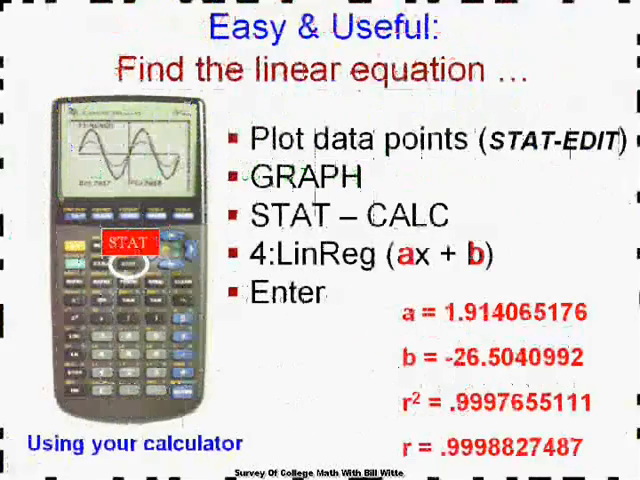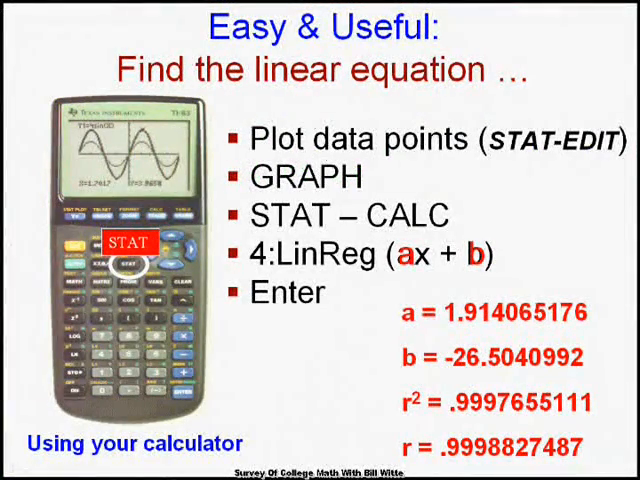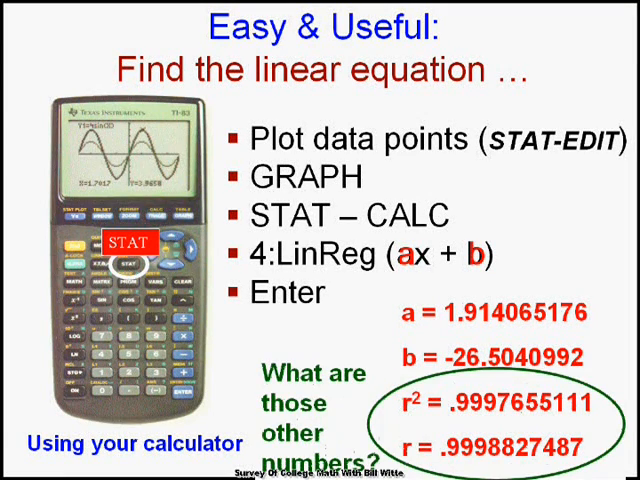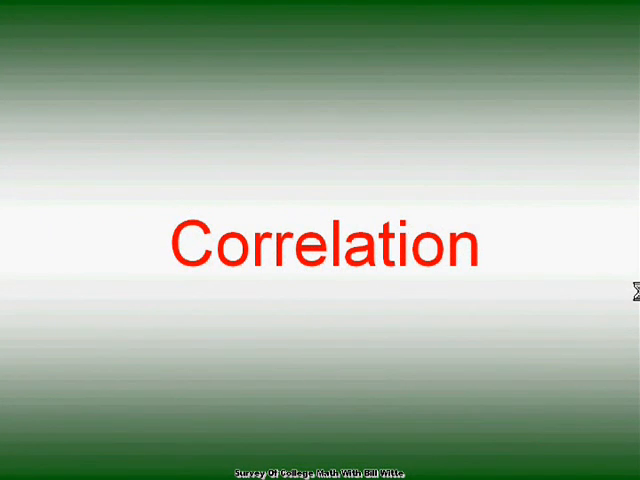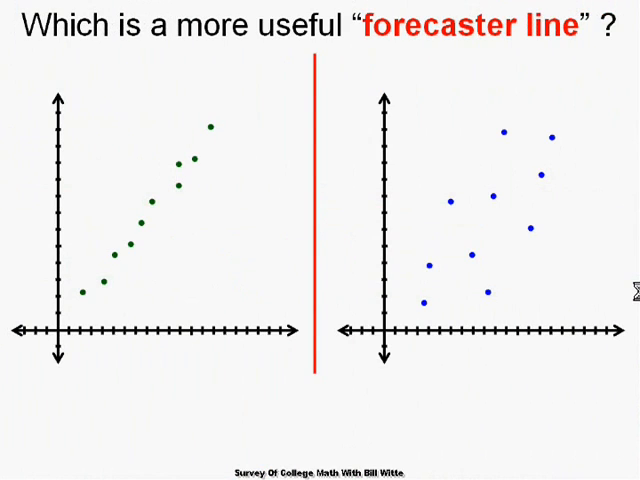Now, hey, Doc, wait! I want to ask you something. Okay, we know that the a goes in the slope part, the number in front of the x. And the b is the y-intercept. What are those other numbers? Well, all in good time. I'm going to tell you, relax, Frank. Those are the correlation numbers. Do you mind telling me what this is all about, mister?